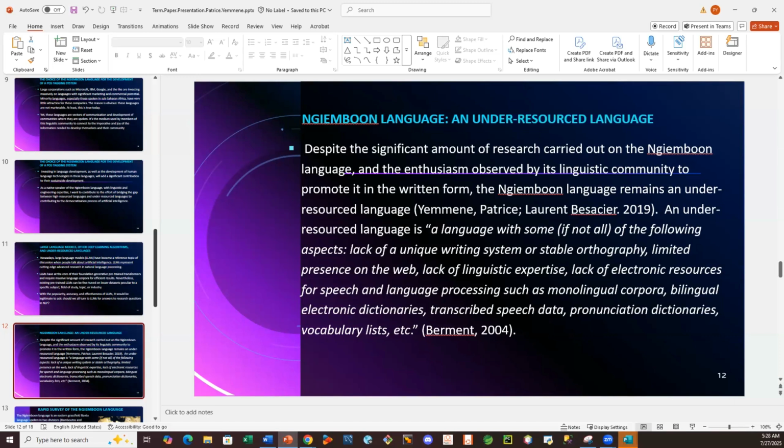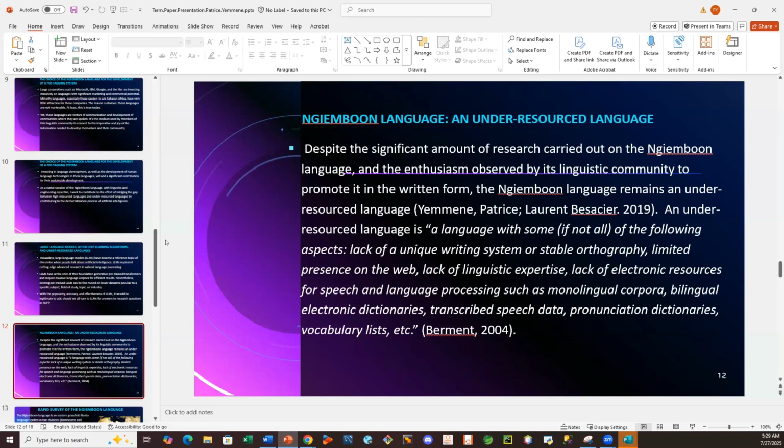Now, this apprehension is not only applicable to high resource languages, but it is critically extendable to under-resourced languages where there are almost no existing large corpora. Therefore, we understand the need to extend the excitement of the development of part of speech taggers to under-resourced languages. And obviously, the Ngiemboon language is an under-resourced language.